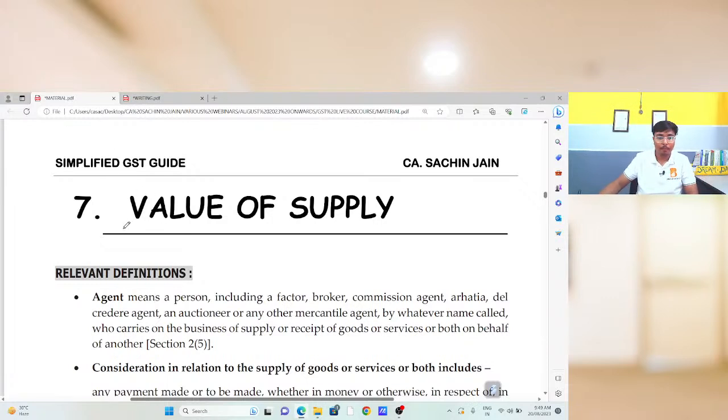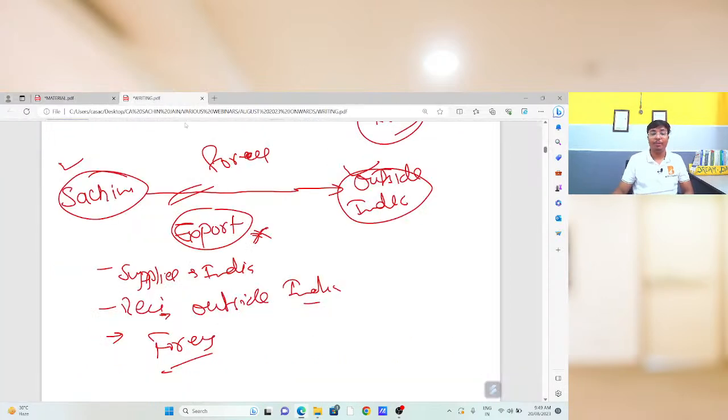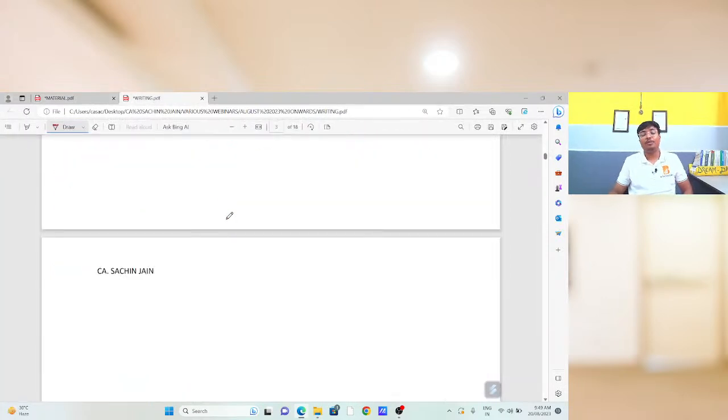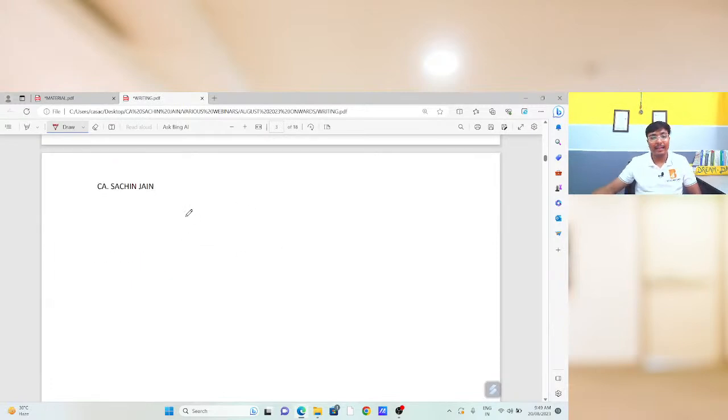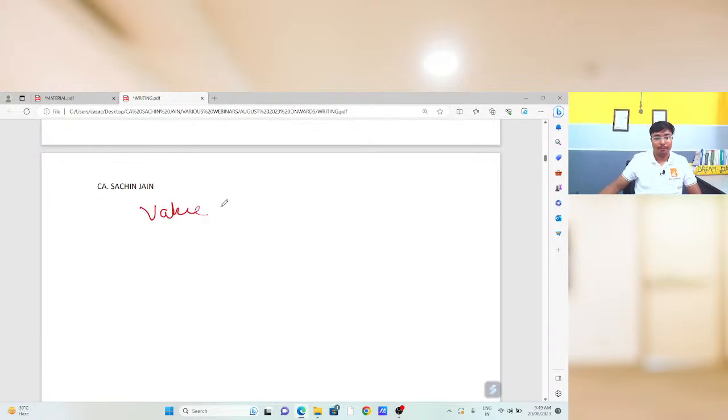So now we are going to start our next topic, that is value of supply, which is also a very important topic. Before starting it, I just want to share the brief concept of value of supply, and then after that we are going to read it from the language of law.